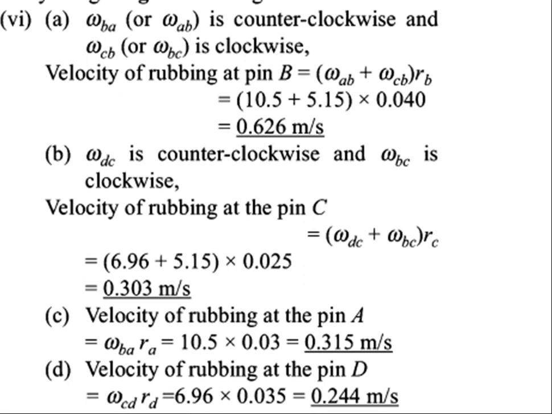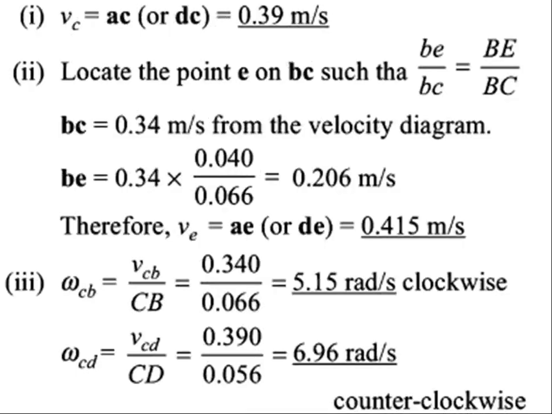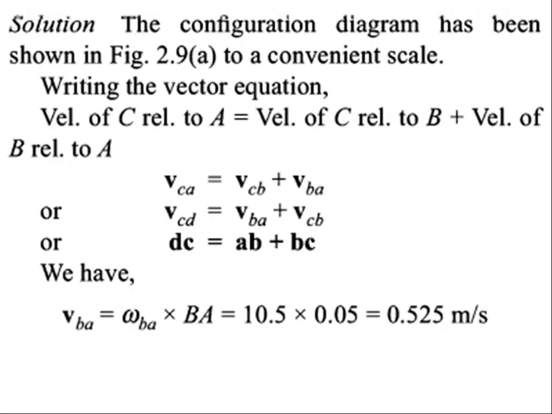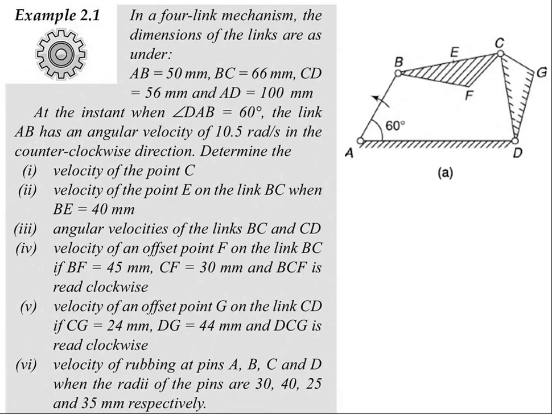So in the question, they have given offset point G on the link CD. If they have given read clockwise, sir, it must be counterclockwise, no, sir? No, see, you don't get confused. They are not given that. They have given DCG, that is read clockwise. It doesn't mean the motion is given. It is just about the ternary link that they have given.